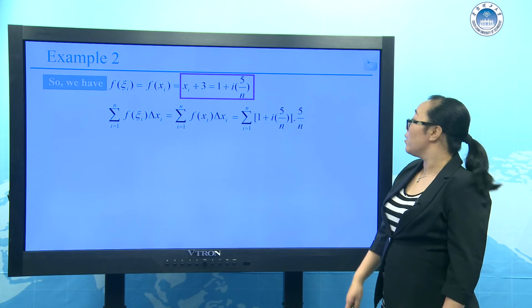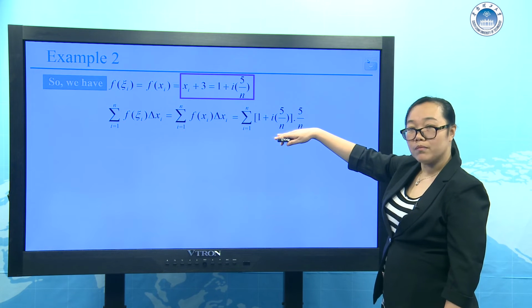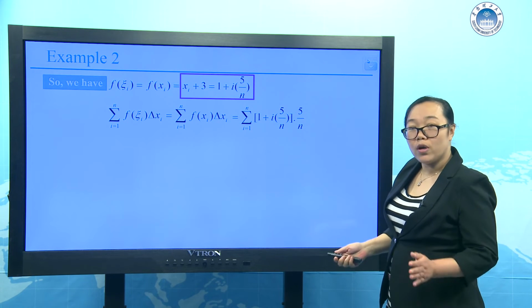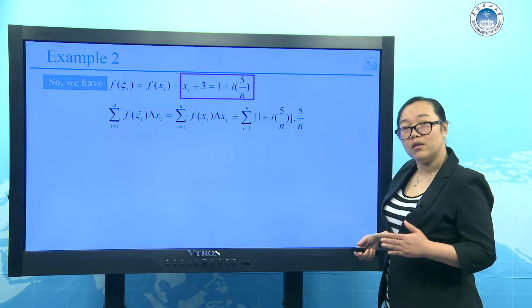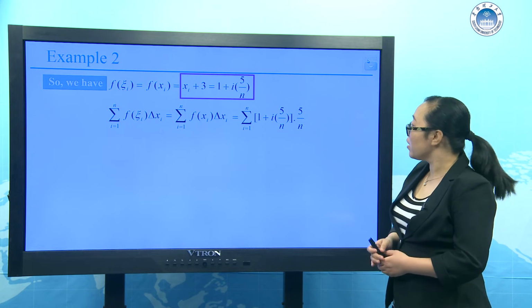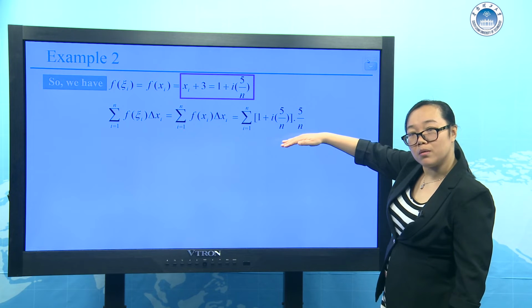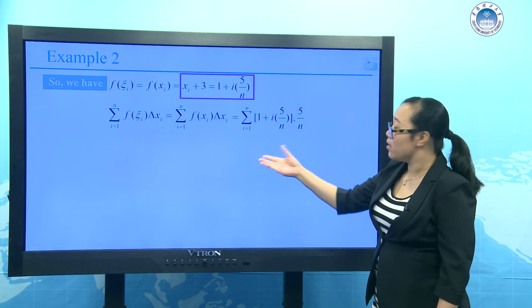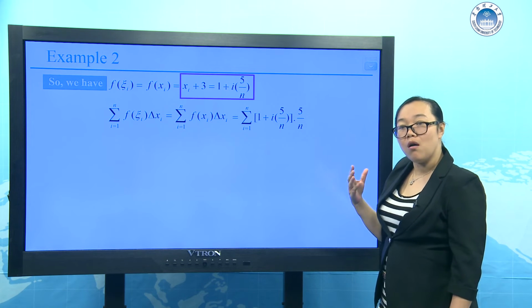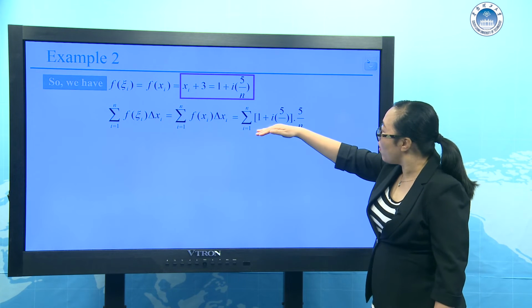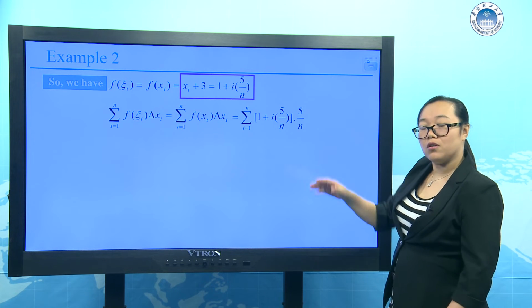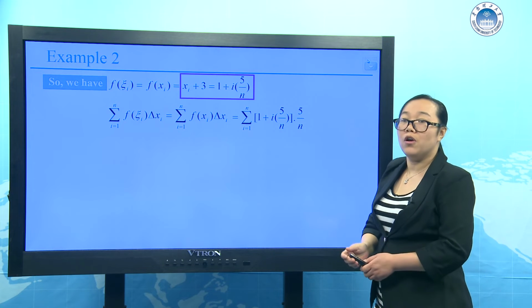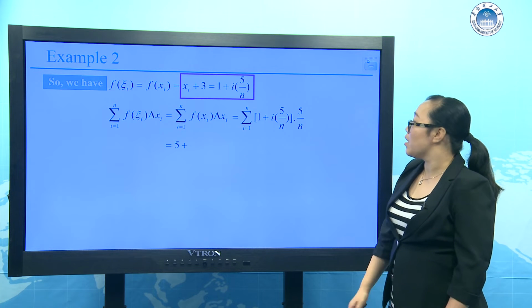f(xi) equals this number, okay? Then delta xi. Try to do the summation, with a similar idea as in example 1. Pay attention to the sum. What is changeable? Pay attention to i. Yes, i is changeable. How about n? The sum is from 1 to n, which means n is fixed. So i is changeable, and now we do the summation.